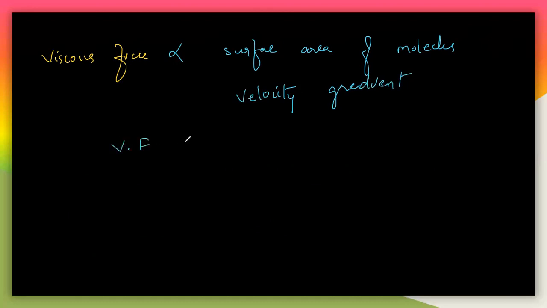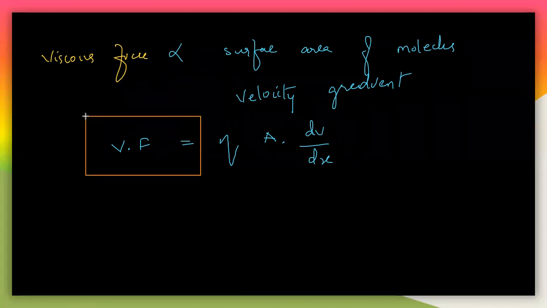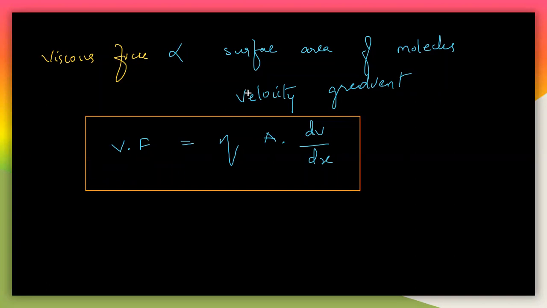The viscous force is equal to, I can write, a constant called eta, times A and dV by dx. So this is the formula you need to remember. Again, the viscous force is directly proportional to the surface area of the molecules and the velocity gradient. To remove the proportionality, we are using the constant eta, and this is called the viscosity coefficient.